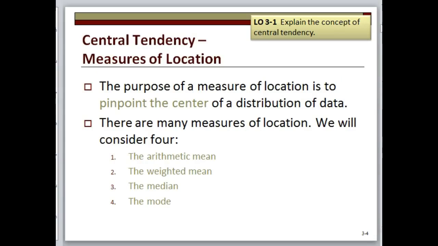Oftentimes, we are interested in finding the center of the distribution of data. For this, we choose from a number of measures of location. The most commonly used ones are the arithmetic mean, weighted mean, median, and mode. In the following slides, we will define each of these measures and demonstrate examples of each as to how they are computed. We will also learn the advantages and disadvantages of each measure, or when we would prefer to use one over the other.